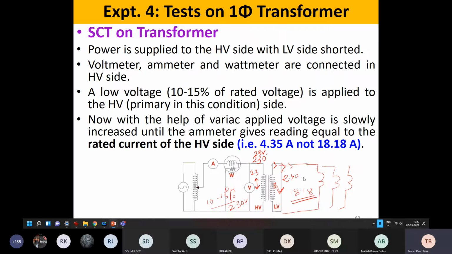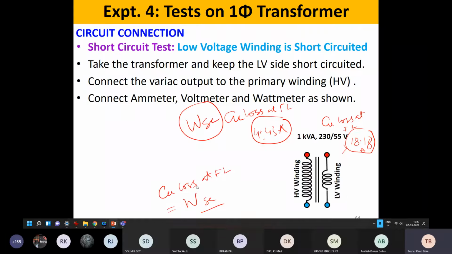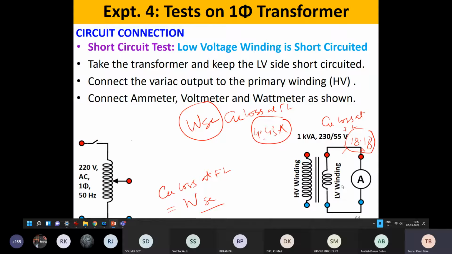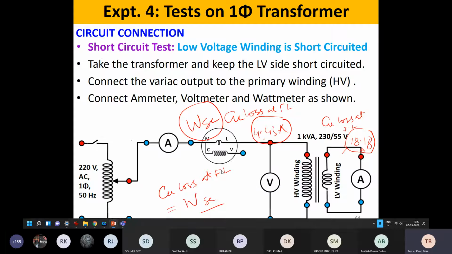So low voltage winding will be shorted. Here it is written low voltage side and high voltage side is the primary winding. So the circuit connection will be like this. So transformer is taken. This is low voltage side or 55 volt side. It can be shorted by ammeter because ammeter has very less resistance. After that, variac will be there. Ammeter connection, voltmeter connection, and wattmeter connection.